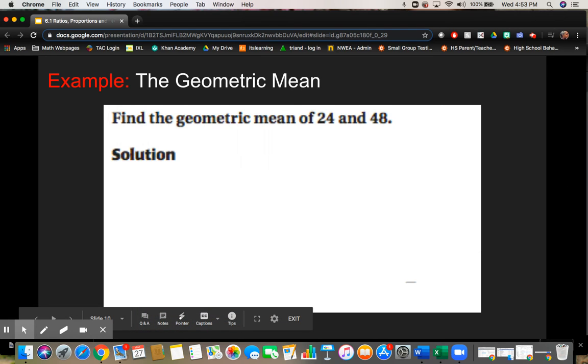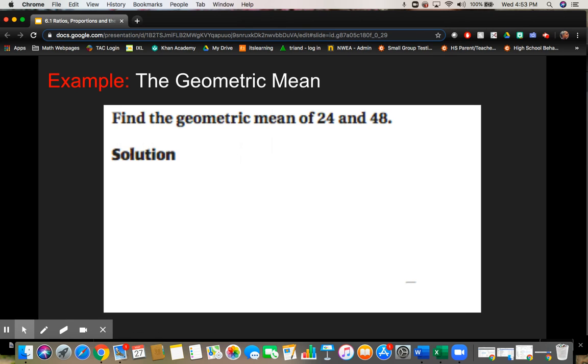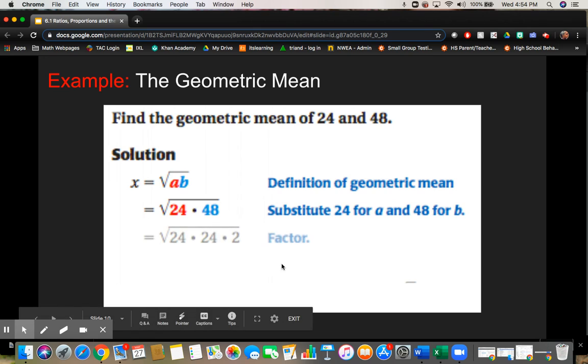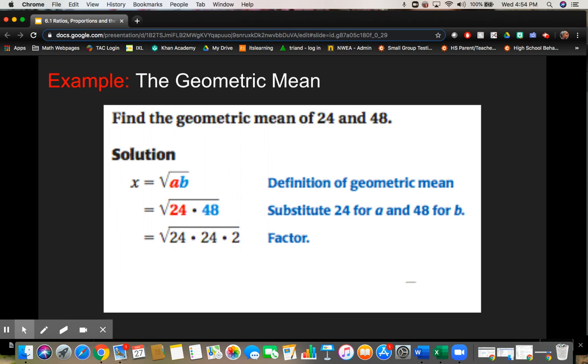Okay, so let's see if we can find the geometric mean between 24 and 48. So it's pretty simple. All you have to do is first determine what are the two numbers, A and B. Well, here we go, 24, 48. They're given. So just plug those in. Then go ahead and multiply 24 times 48, or look for a perfect square. Look for two numbers that multiply together that are the same number.